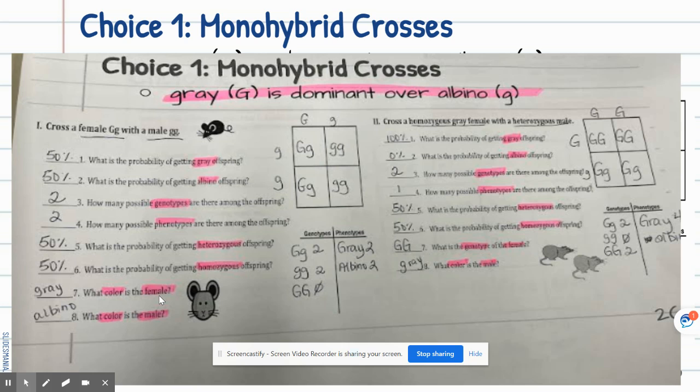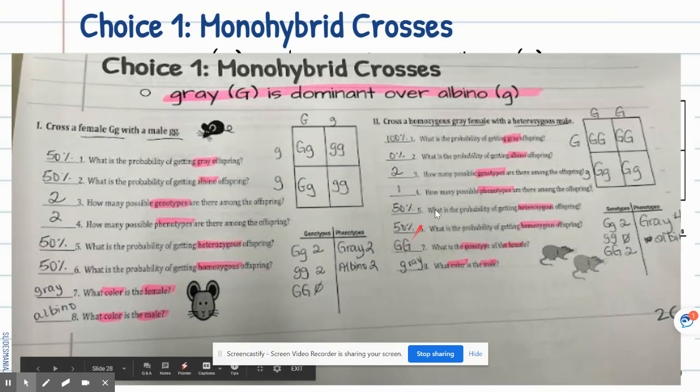So yesterday you had your choice of which kind of cross you wanted to examine. You wanted to look at the grade level monohybrid cross, which looked at one trait, or a dihybrid cross, which looked at two. Here we're looking at these gray and albino mice. The gray is the dominant allele, and you are crossing a female that was heterozygous with a pure albino male. Here is our Punnett square. Here are possible genotypes and phenotypes and the answers to the questions there.